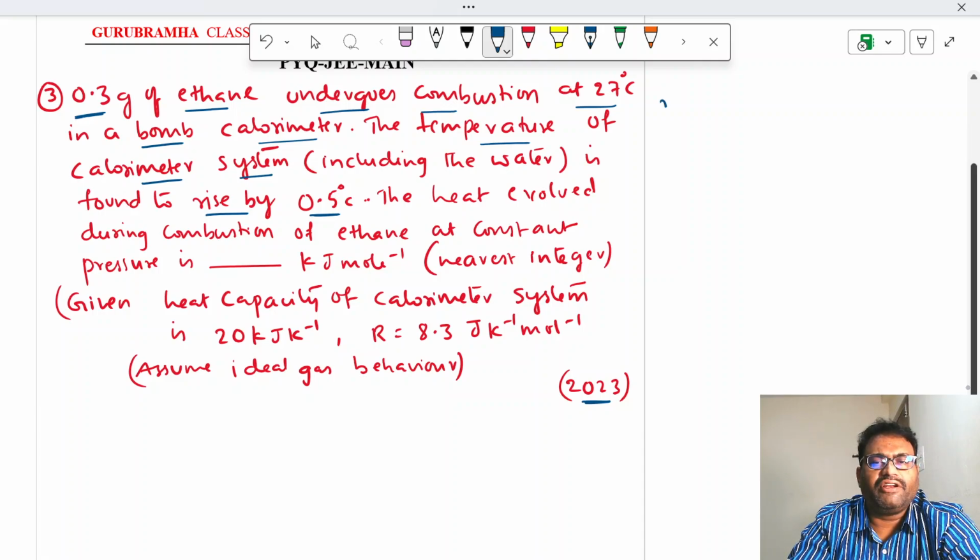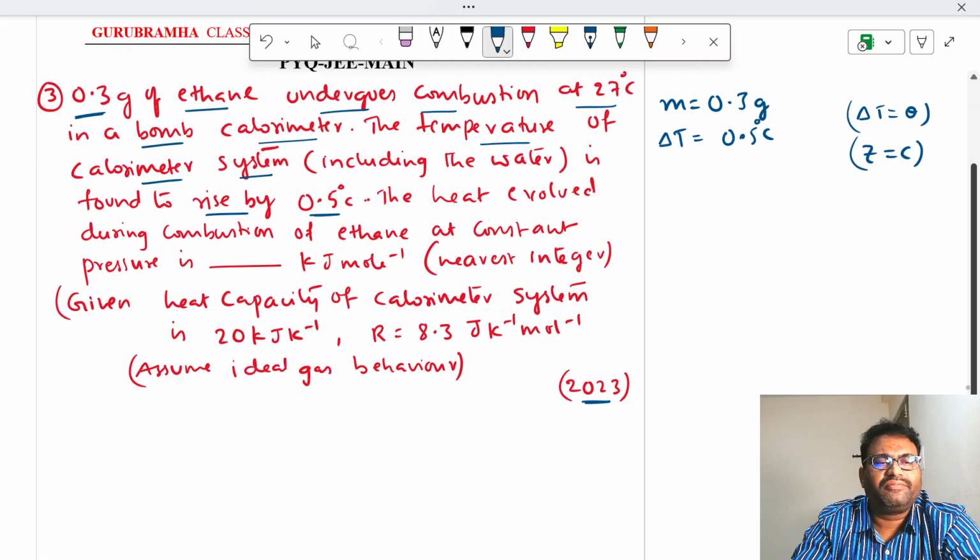So what are the given? Small m is given as 0.3 grams. Temperature rise, delta T or theta, whatever you want to take, is 0.5 degrees centigrade. So delta T is nothing but theta. Heat capacity Z is equal to C. Either C or Z, same. Let us take the heat capacity given as 20 kilojoule per Kelvin.